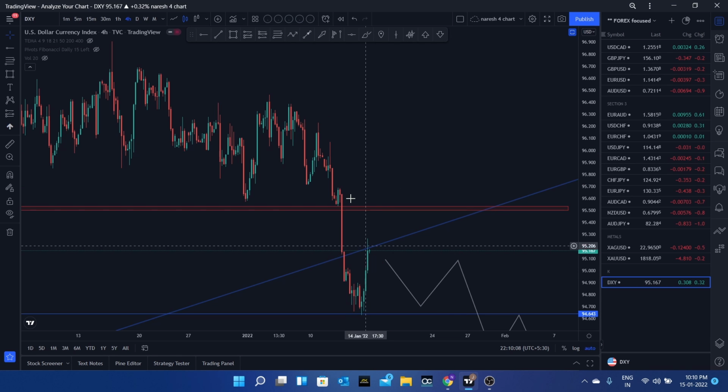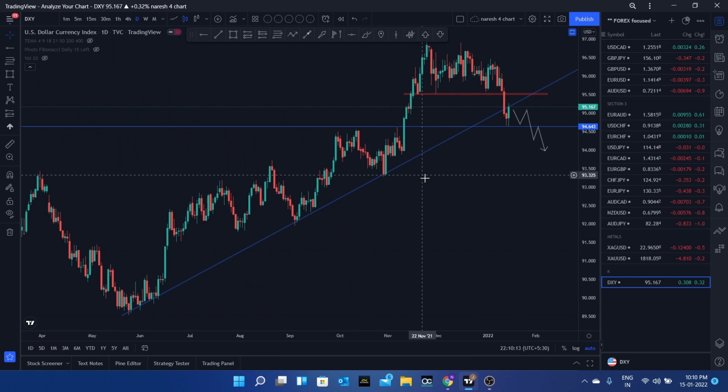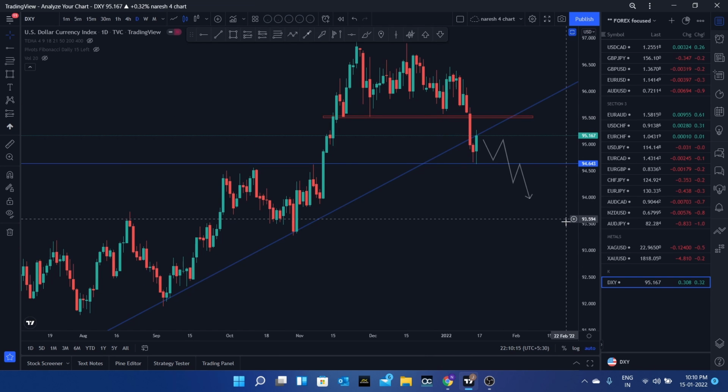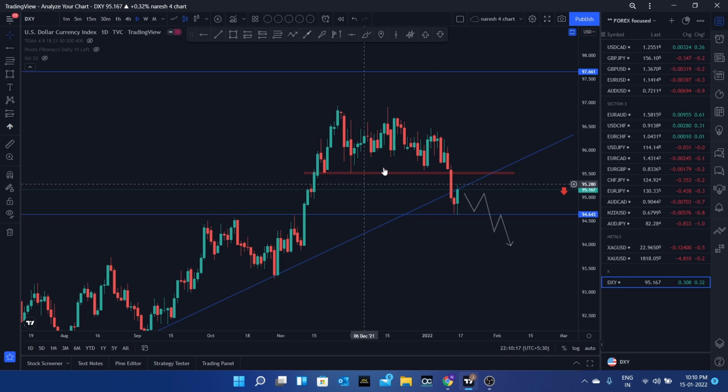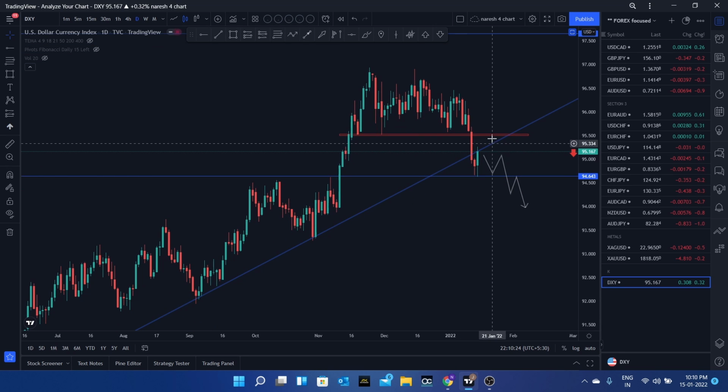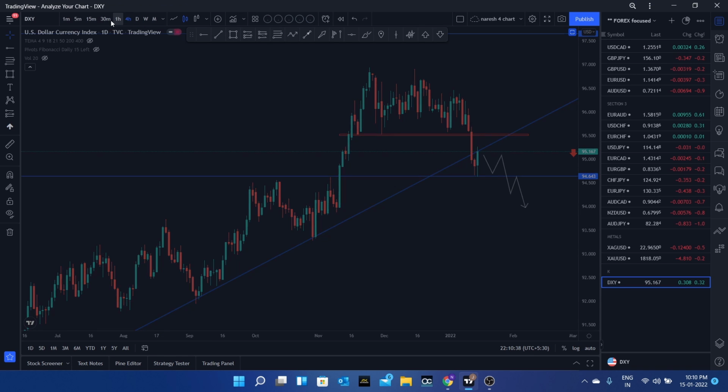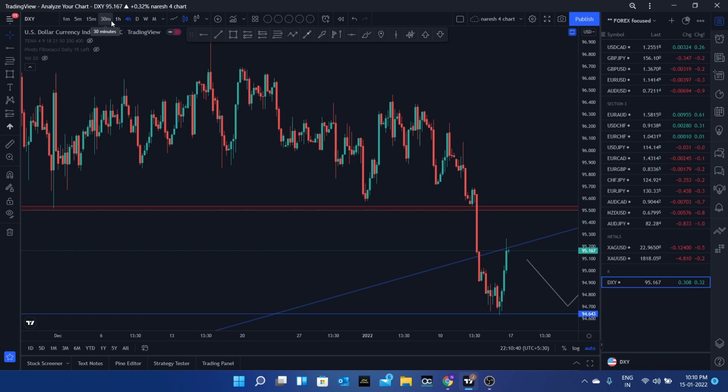DXY, the US dollar currency index, and it is similar to EUR/USD. You can understand it is just an inverse of EUR/USD, guys. EUR/USD was in a downtrend, DXY is in an uptrend, and it has a breakout structure. Again, it is planning to go for a retest in this area, and just don't enter while it is retesting here, and wait for some kind of pattern to form in the 30 minute or 1 hour time frame.